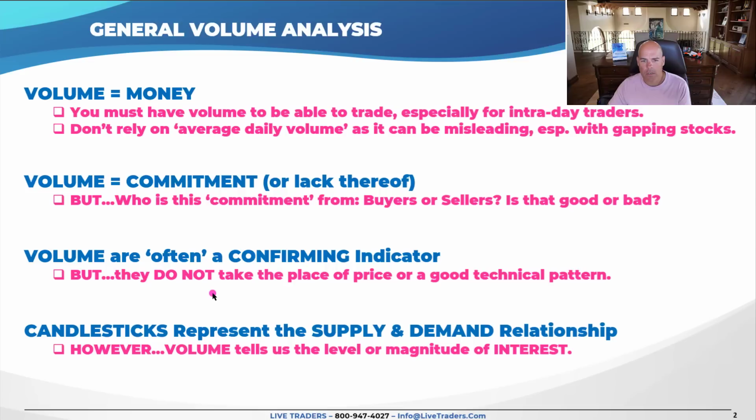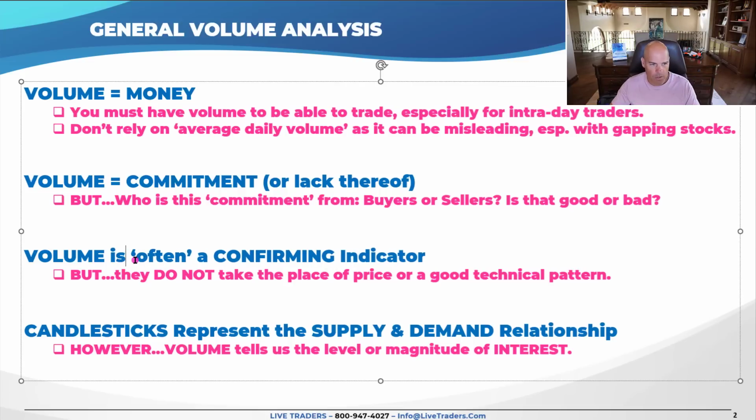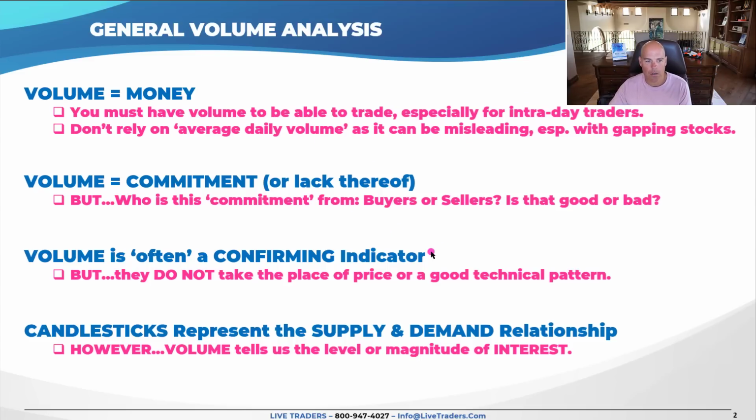So volume is often a confirming indicator. All right, volume is often a confirming indicator, but it doesn't take the place of a good technical pattern. Does that make sense? So even if I'm looking at volume, I still need something. Even though volume can be one of the most important things out there, and some traders just trade off of volume, they literally just trade volume, I still need a pattern. So for me, volume is nice, but price is still number one. But volume is like 1A and 1B, okay?